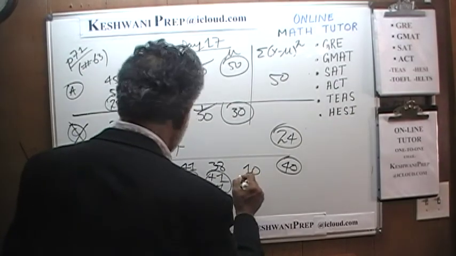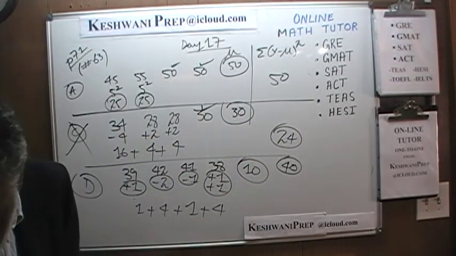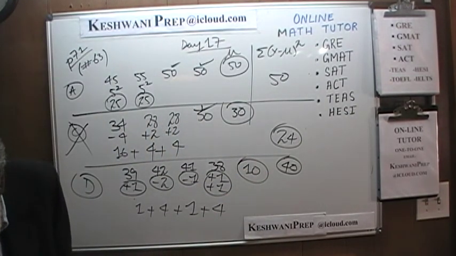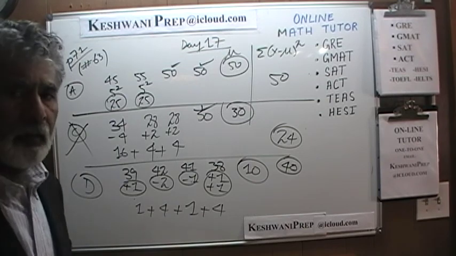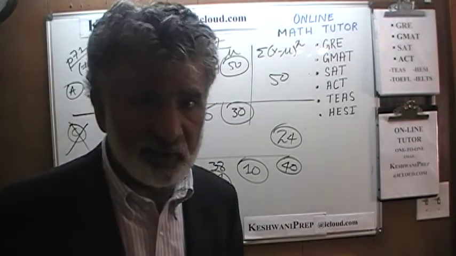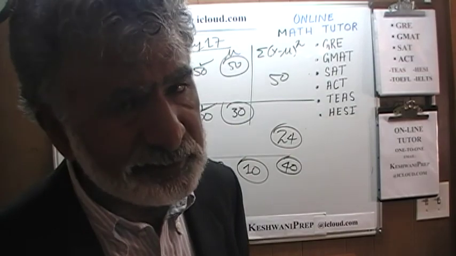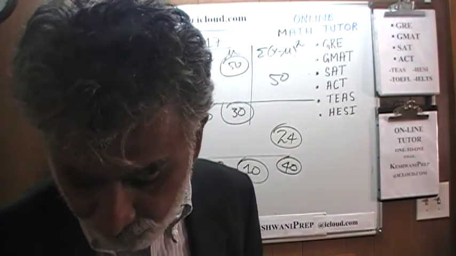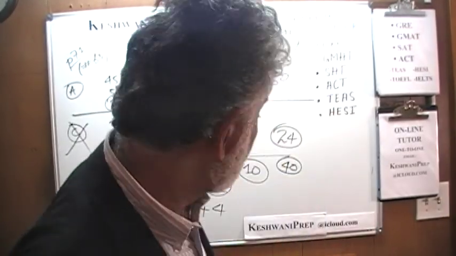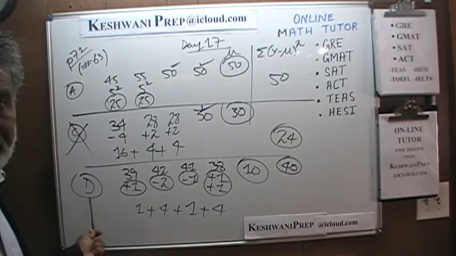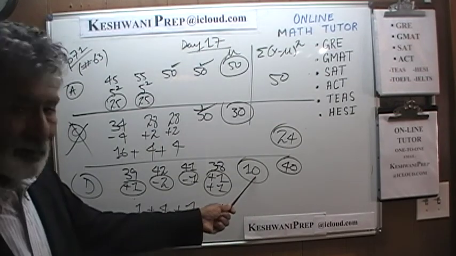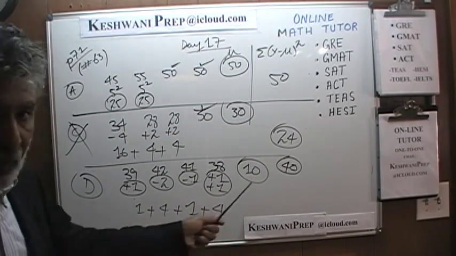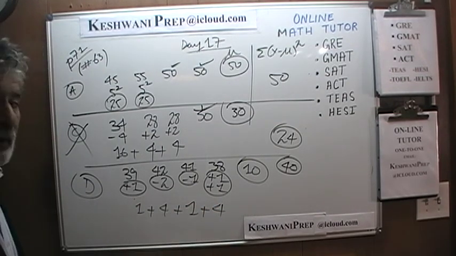Oh, what do you know? Just 10? Can't be. Unless I made a mistake. Oh, it is 10. Oh, sorry, I forgot. We are looking for the greatest standard deviation among the five, not the least standard deviation. If the question was asking which of the following has the least standard deviation, the answer would have been D. D has the least standard deviation. 10 is the smallest one. I know because I've done it already. But we are looking for the greatest one.